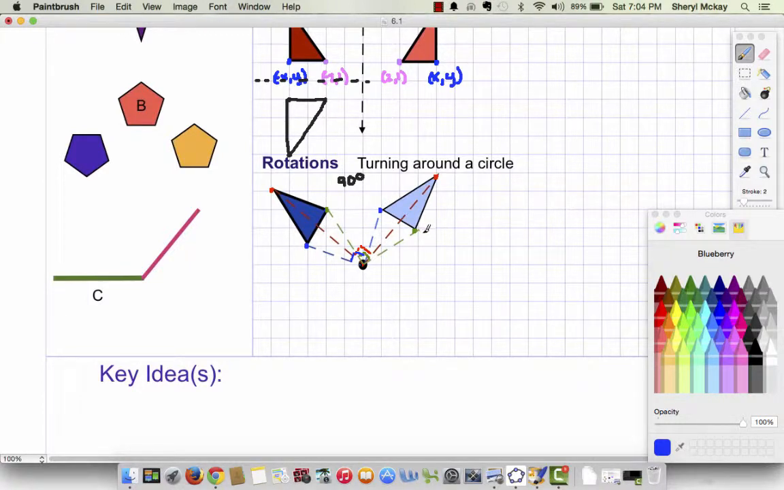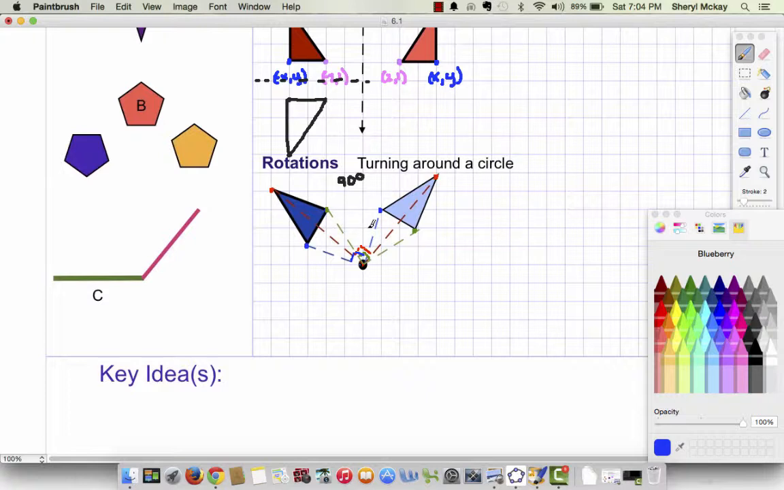It's a little bit trickier, and the best way to do it is to think about connecting. Basically, you're making 3 radii that go from each vertex to your center point, and then you're moving that whole radius 90 degrees, a right angle. Okay?